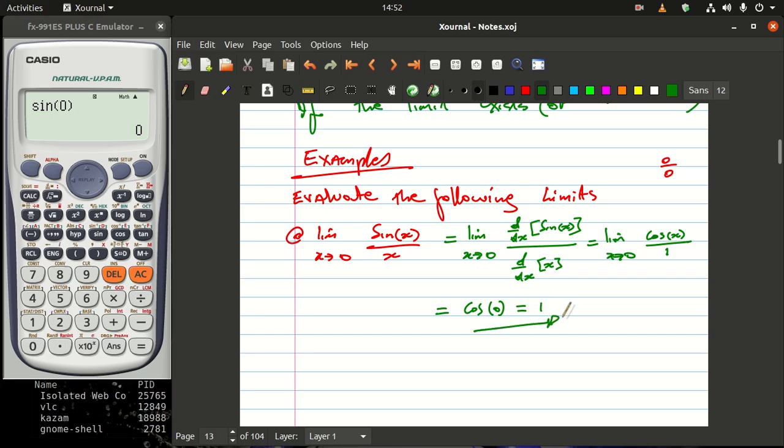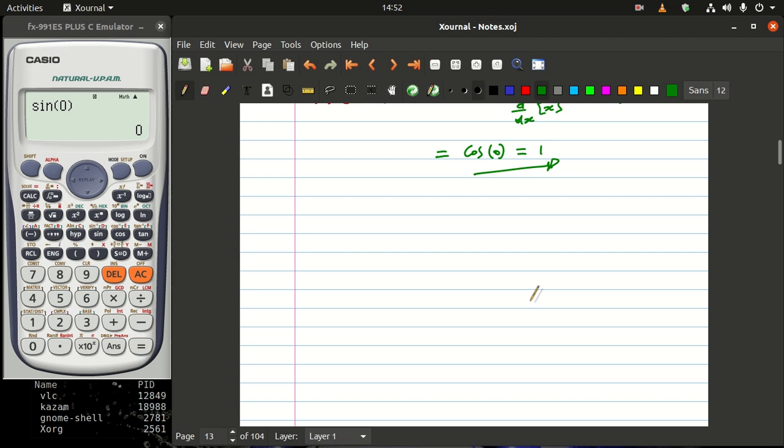So if I'm plugging in a 0 there, I end up getting cosine of 0, which is just a 1. You remember when we were using the squeeze theorem to solve this, with L'Hopital's rule you can solve it as easy as this. That's how easy this thing is. It's not that hard at all. And then let's go back now to number B.